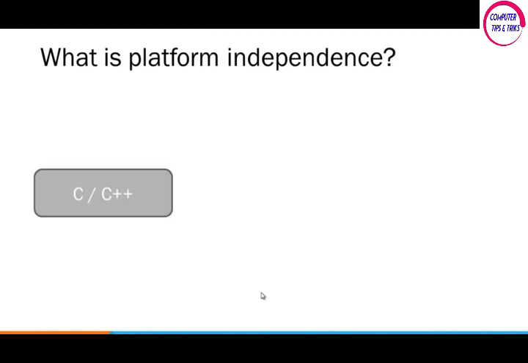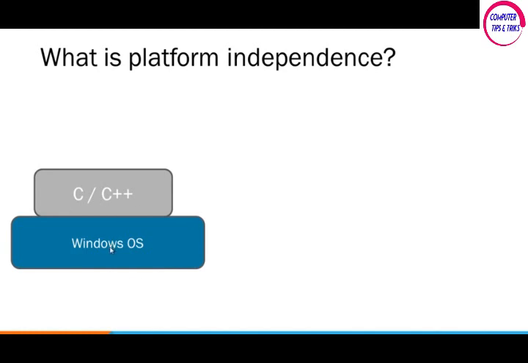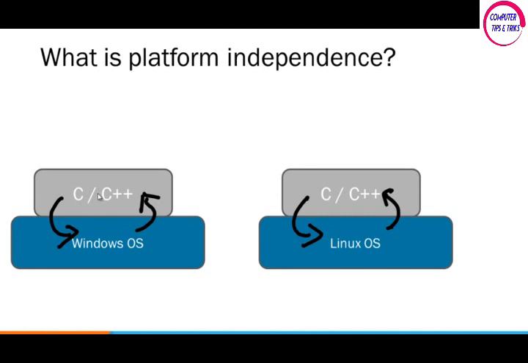Now if you take a language like C or C++, you write them on top of the Windows operating system and you compile them. Once compiled, the C and C++ languages make use of the Windows operating system resources to run. So you cannot take this compiled C and C++ code and try to run it on Linux.